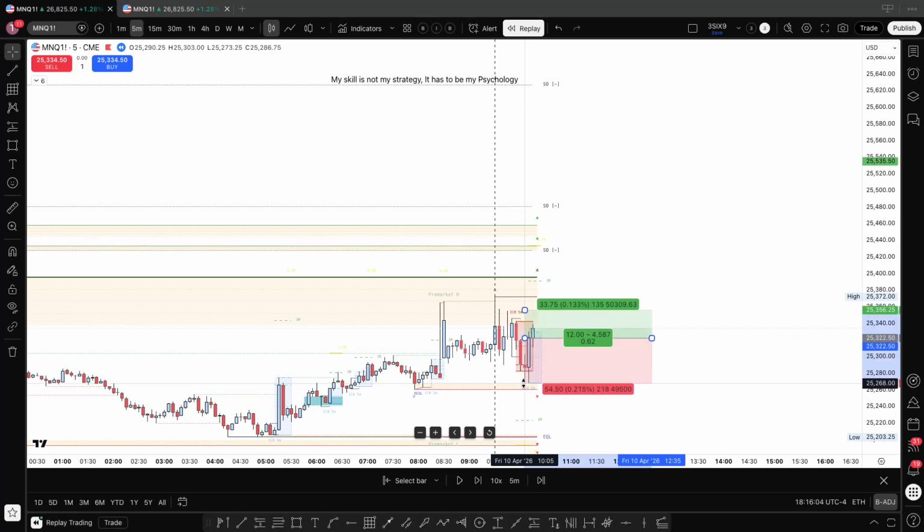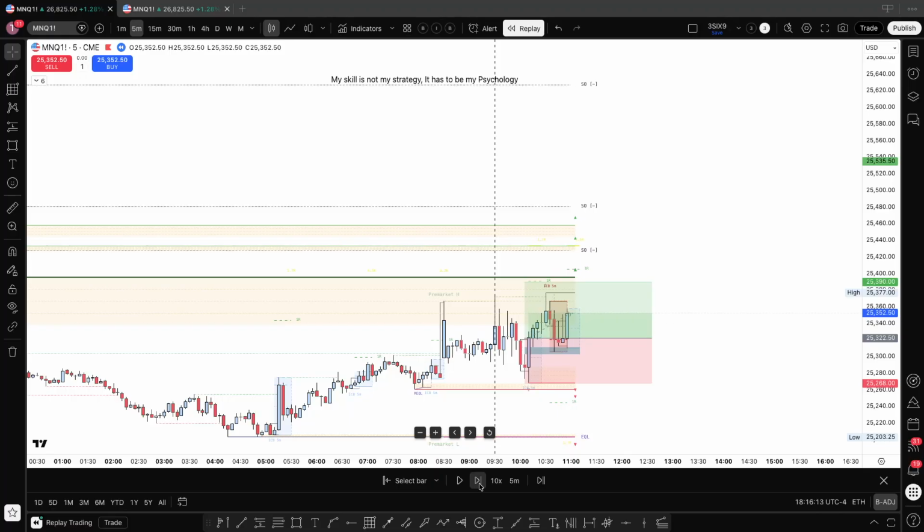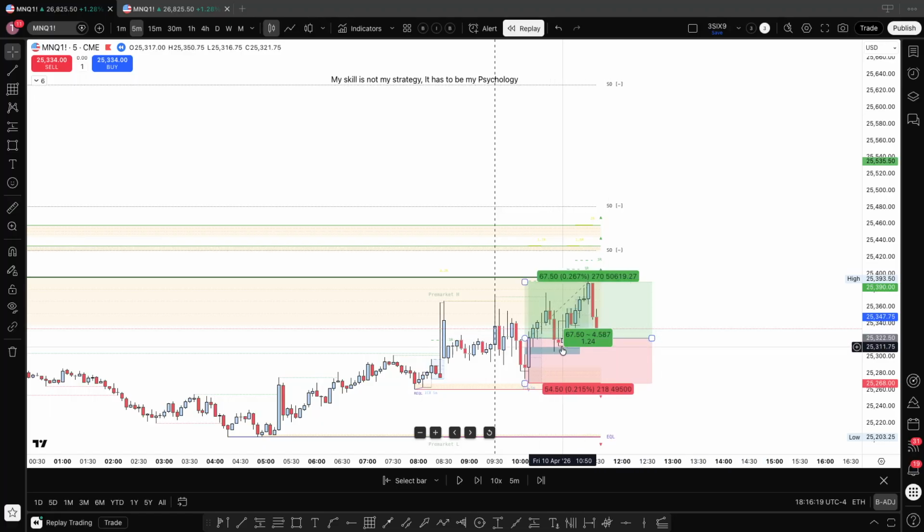There was an inside candle down there. The red candle is the inside candle. This is the breakout candle. Target 1:1. Boom. That is exactly how I would have traded this day.